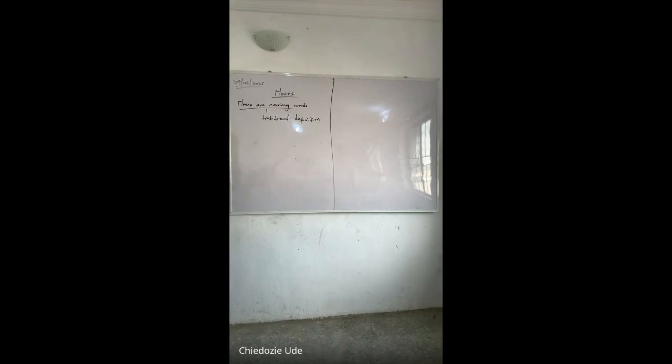Now, when we say noun is a naming word, it simply means that anything we can name is a noun. That means things like boy, noun, goats, noun, house, noun, right? Meaning that anything that can be named is a noun. That is the implication.